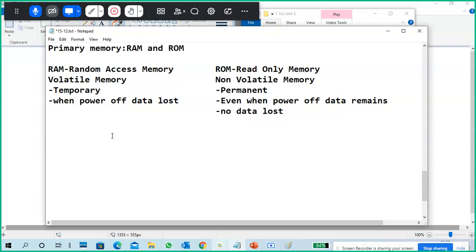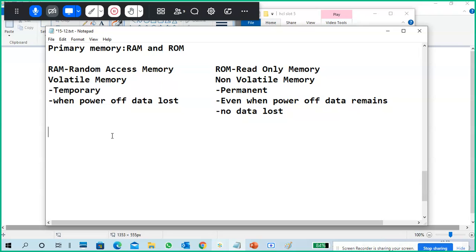Whenever the question comes, like what is the difference between RAM and ROM? You have to tell random access memory, read-only memory, volatile memory, non-volatile memory, temporary, permanent memory. When power is off, data will be lost automatically. Even when power is off, no problem, data will remain in the chip. So the point is no data loss in the ROM chip.